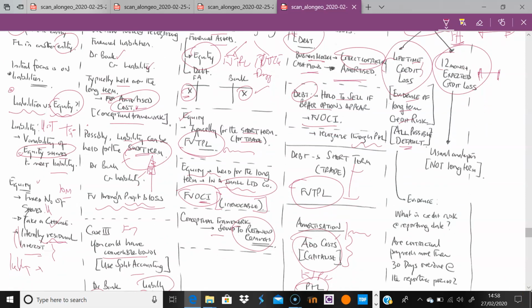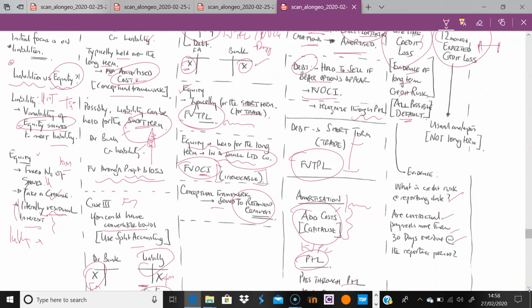What is that evidence? Credit risk. We look at credit risk at reporting date. Are the contractual payments more than 30 days overdue, past the reporting period? Then, if you like, we recognize the default over the life of the asset.